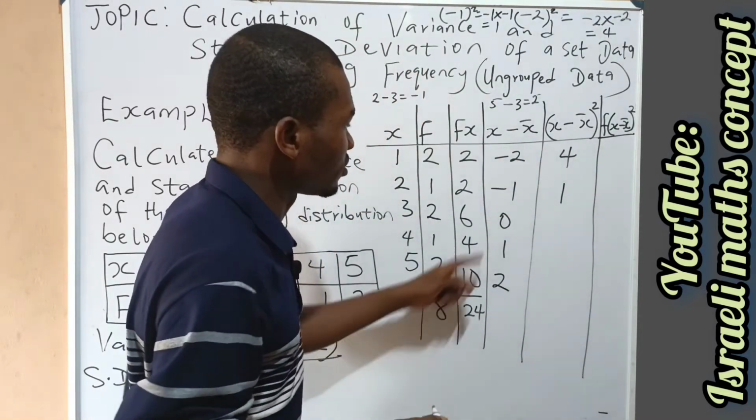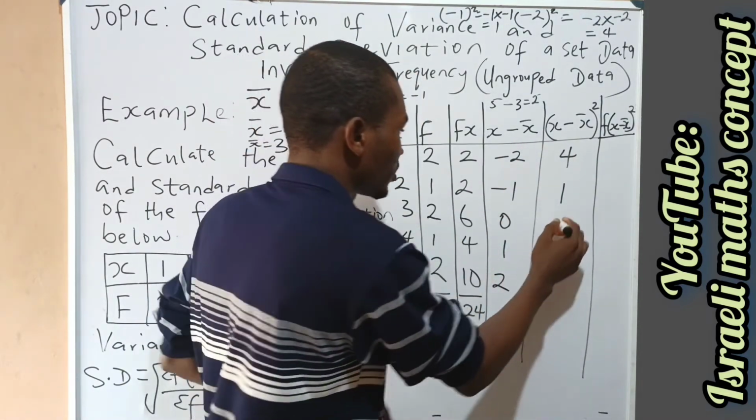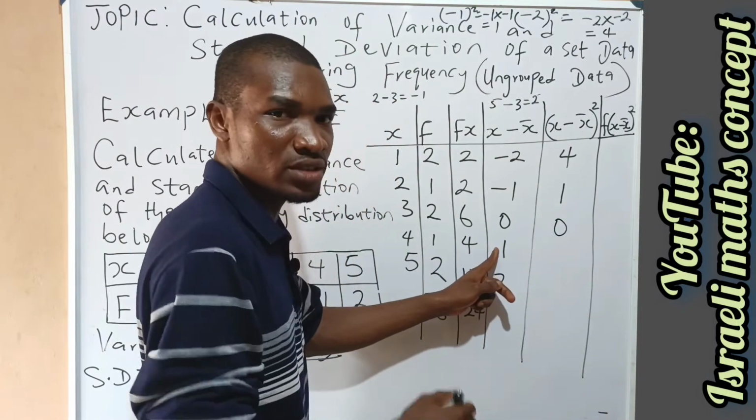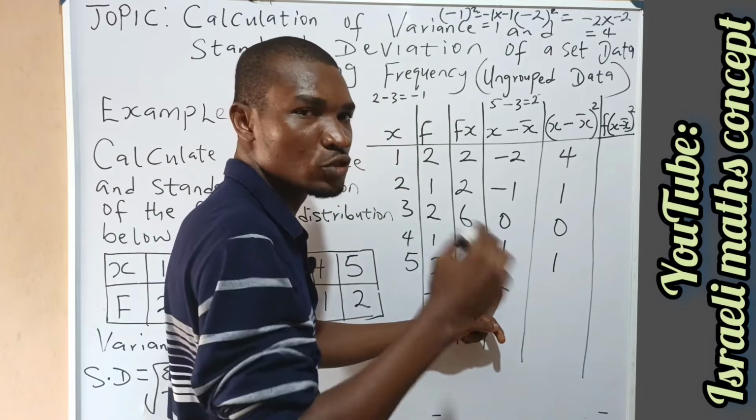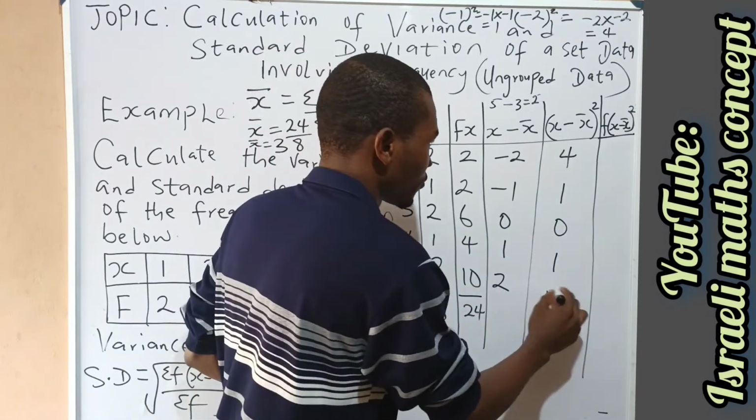Then the next one is 0 squared, and 0 squared is still 0. And 1 squared is 1 multiplied by 1, which is still 1. And 2 squared is 2 multiplied by 2, which is 4.